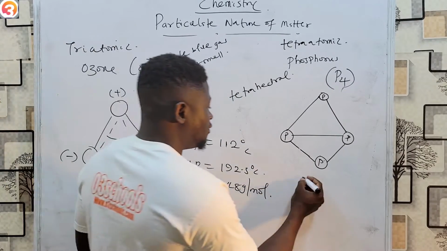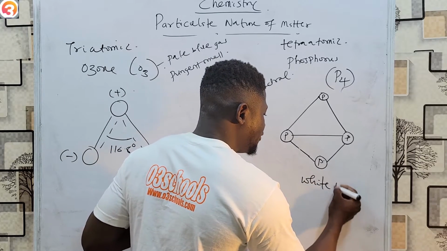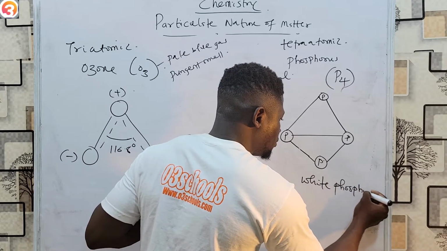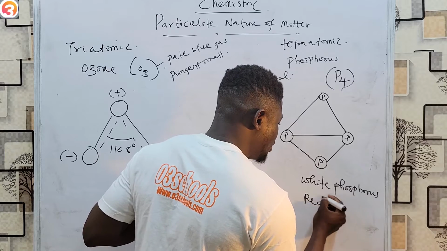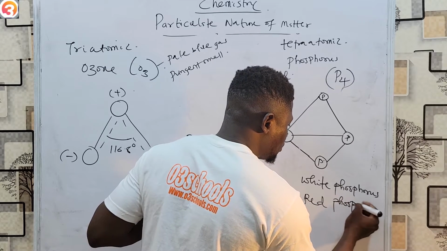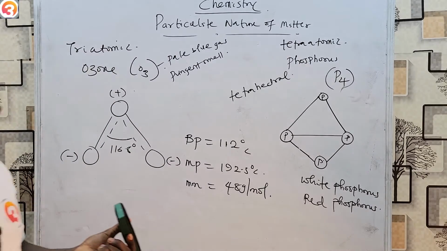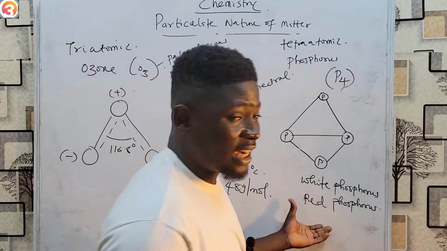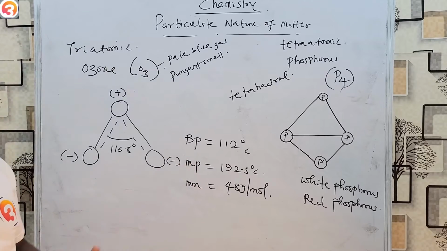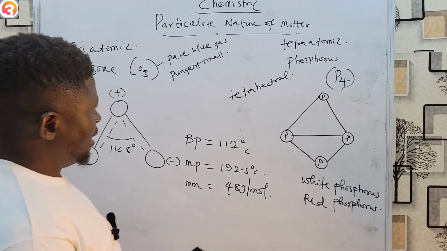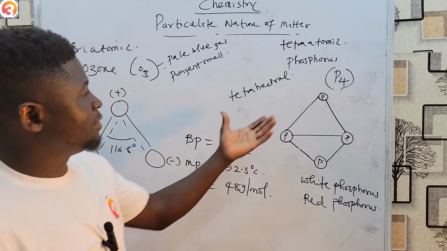We have the white phosphorus. Please take note, white phosphorus. And we have the red phosphorus. All right, so it is above the scope of this class to discuss this. Just note this about the phosphorus molecule. All right, so this is P4.